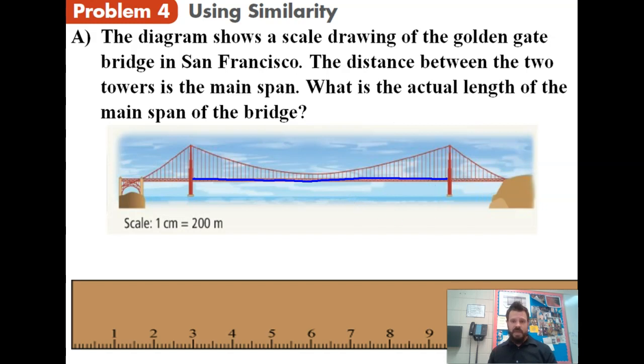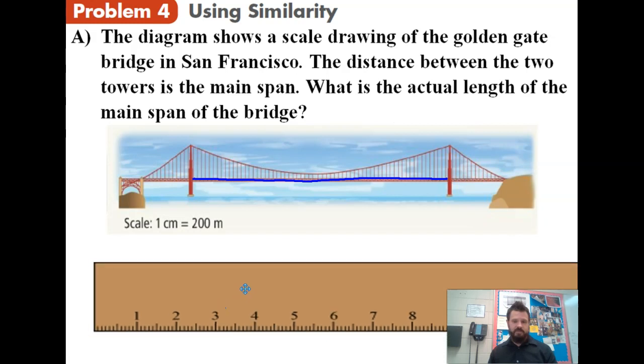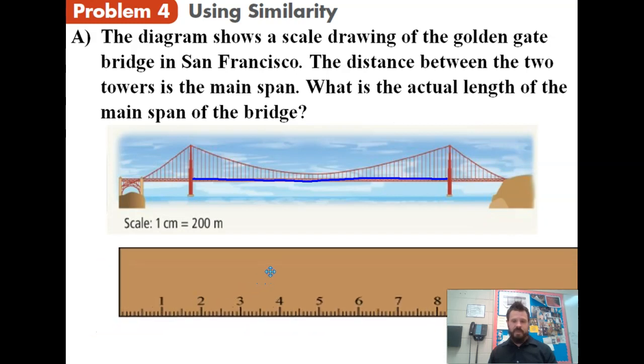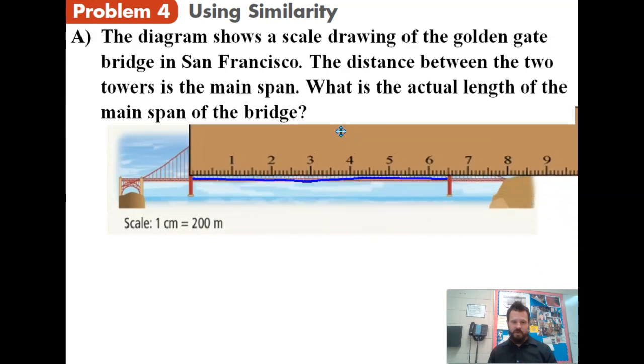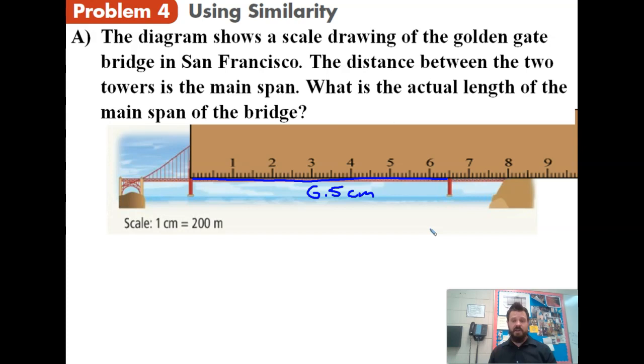Okay, here's how we can do that. First off, let's make a measurement. Now, for the other problems in the note guide, you're not going to have to actually measure, but if you want to use a real scale drawing, this would be how you do it. So I've got my ruler in centimeters, and let's say that that main span we can see here is 6.5 centimeters in the diagram.